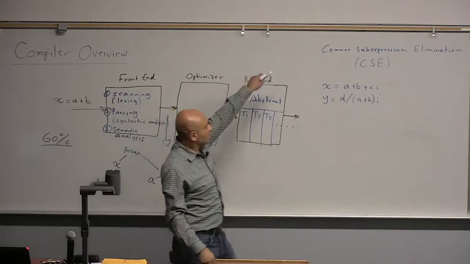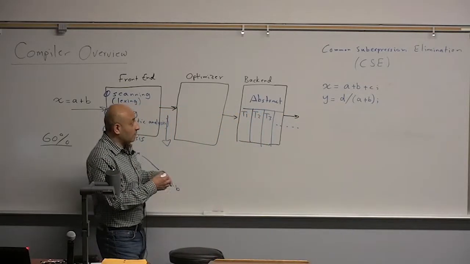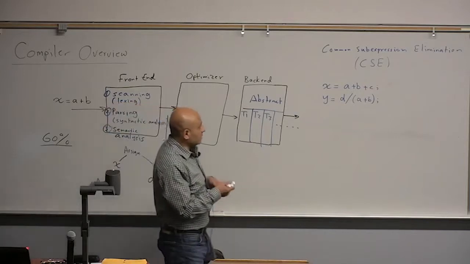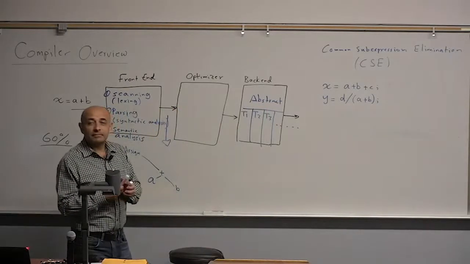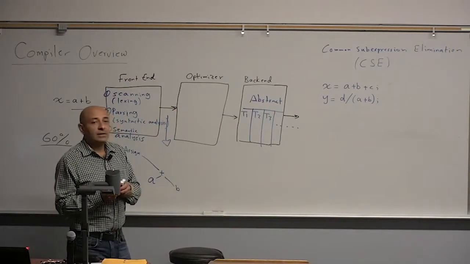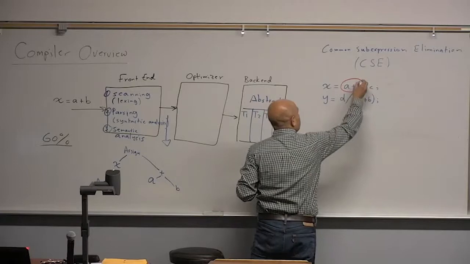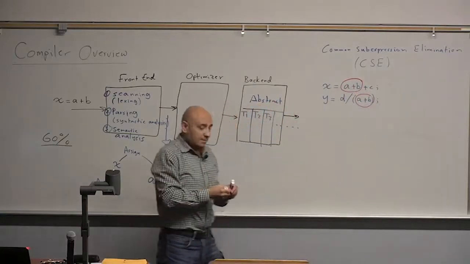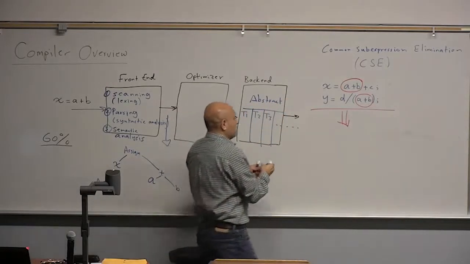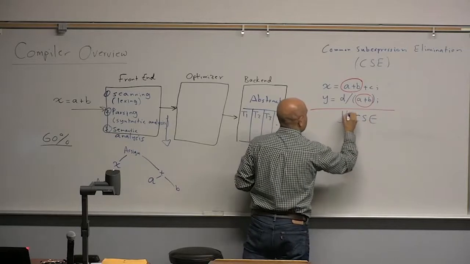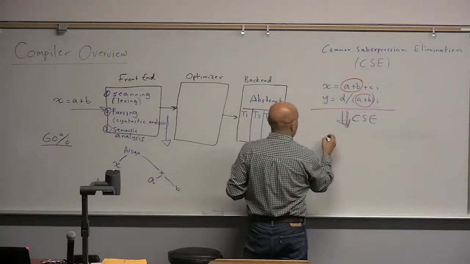Now, given the name, common sub-expression elimination, what transformation do you think a compiler may apply on these two statements to make the code hopefully more efficient? A plus b is common between the two of them. So a plus b is a common sub-expression, right? So a compiler may do this. We'll just compute a plus b and put it in some temporary.